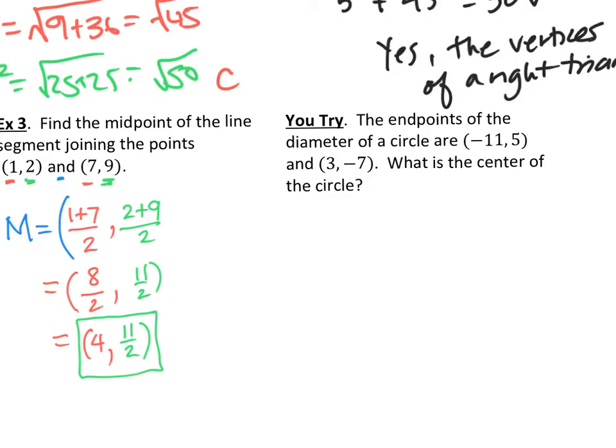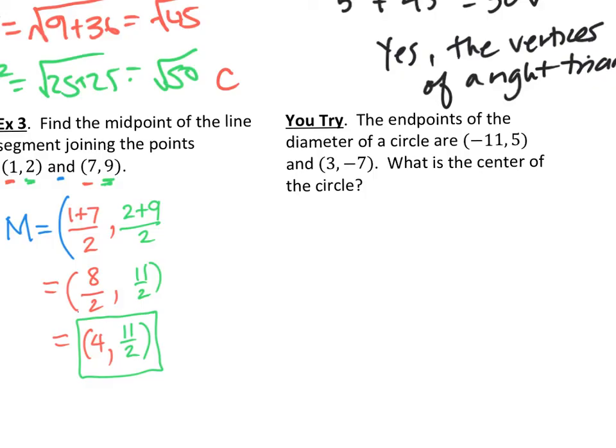Okay, go ahead and try this last one. It says the endpoints of the diameter of a circle are -11, 5, and 3, -7. What is the center of the circle? Go ahead, pause the video. I'll tell you the answer when you're done. Okay, for your final answer, you should have gotten -4, -1. I will go over it in case your answer didn't match up.